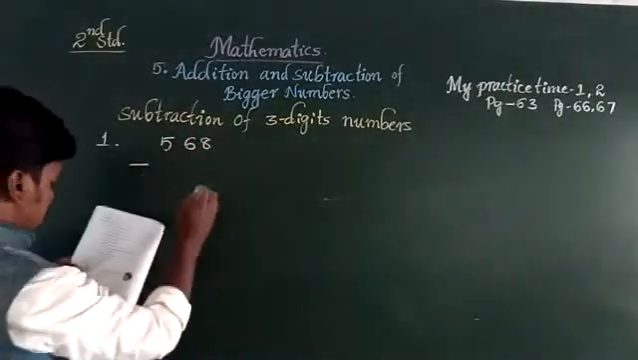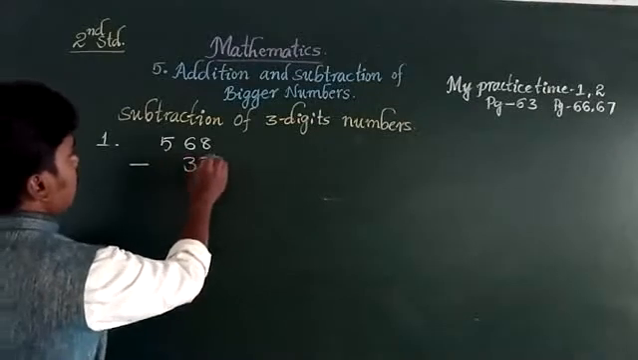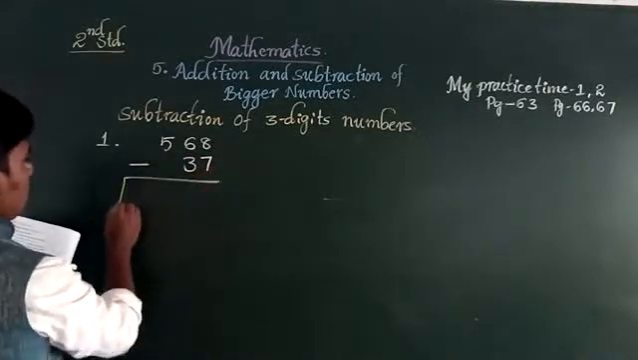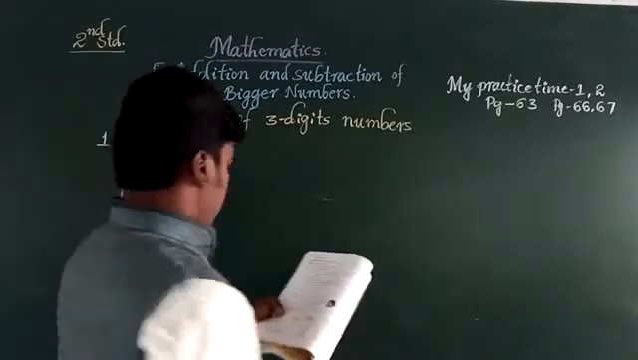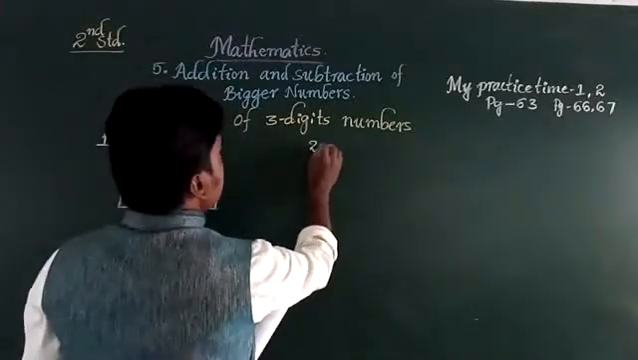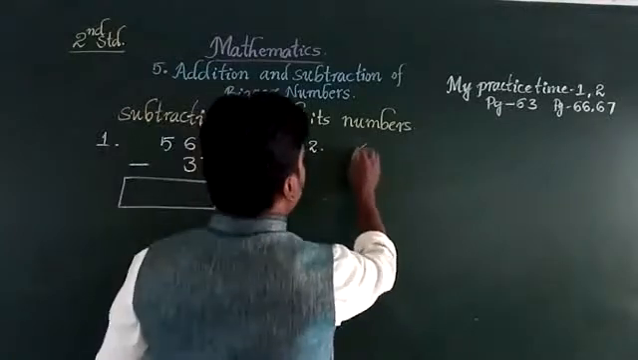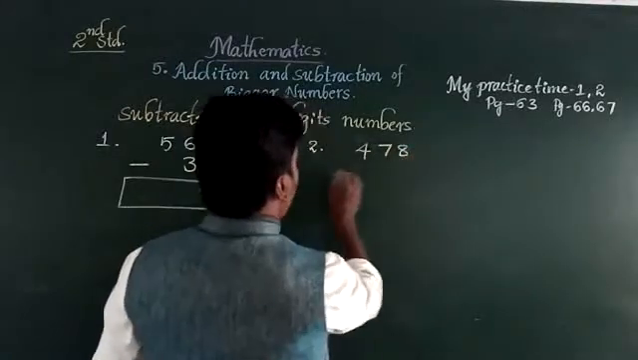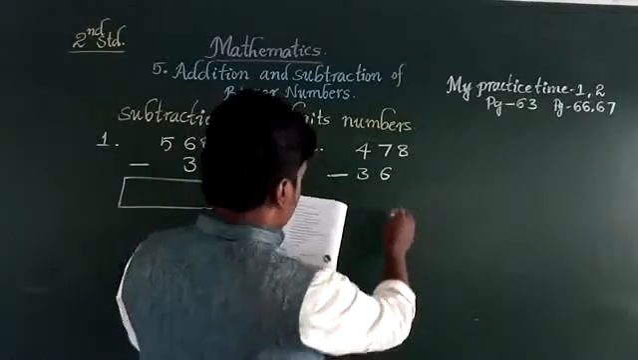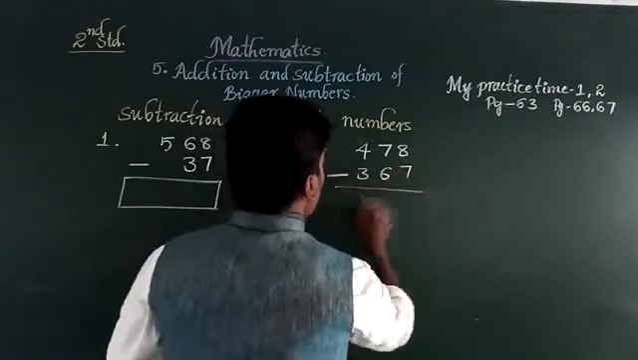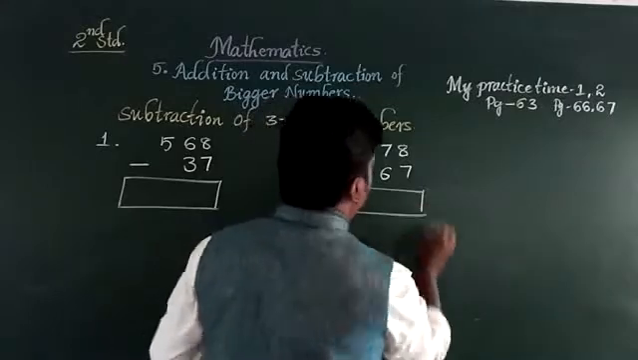568 minus 37. Write the answer directly below. The second one is 478 minus 367. Here also, directly write the answer.